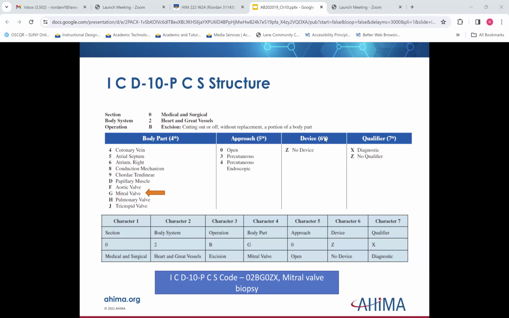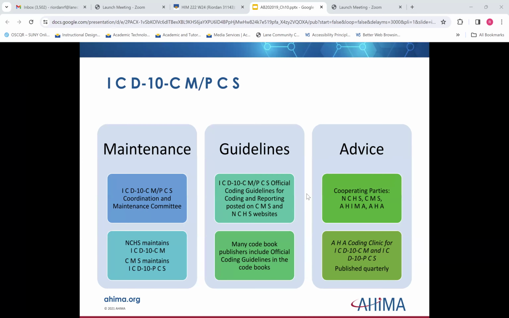It's going to be B, it's going to be an excision, which means cutting off a portion of a body part. And then the approach, if we do it through an open approach as opposed to endoscopically, it's going to be 0. Then if we didn't use a device, no device, and then a qualifier, in other words, what's the reason we did it? It's diagnostic. So it's X.